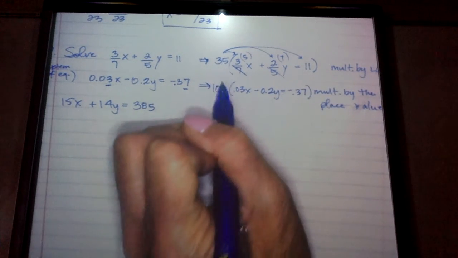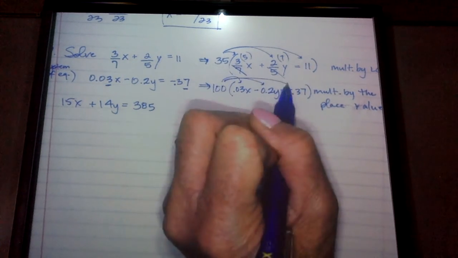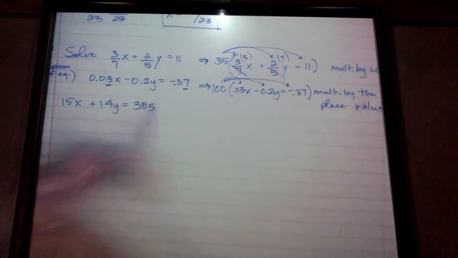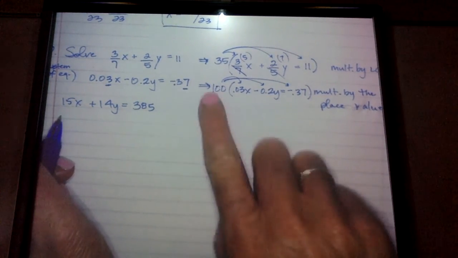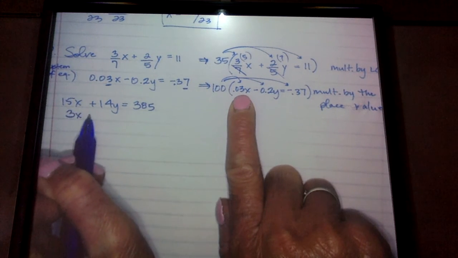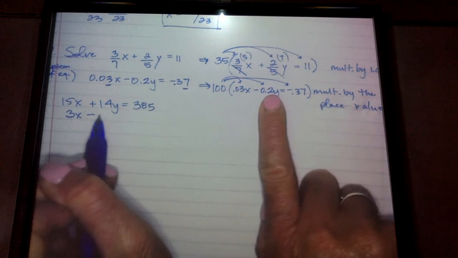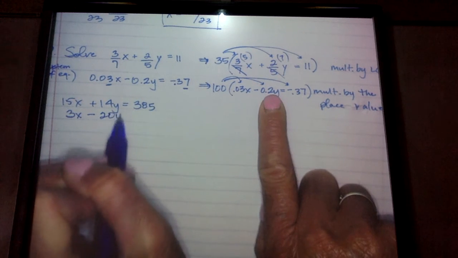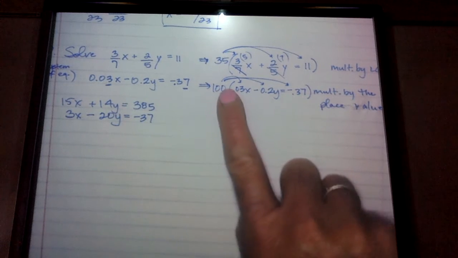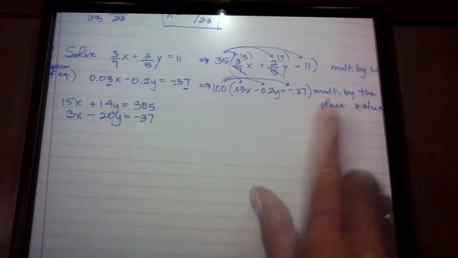You can use your calculator. I'm going to distribute this all the way across. And I can't believe I ripped my paper. And I'm going to write the answer down below. So 100 times 0.03x is just 3x. Minus 100 times 0.2 is 20y. Equals negative 37. So each of these I moved the decimal 2 times.